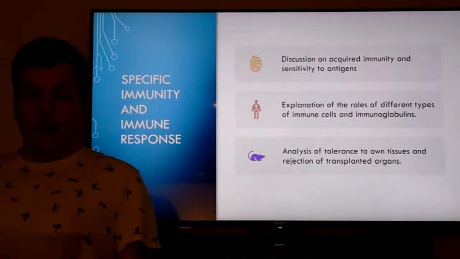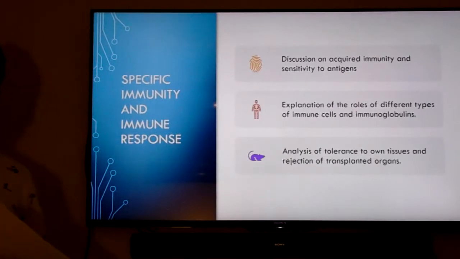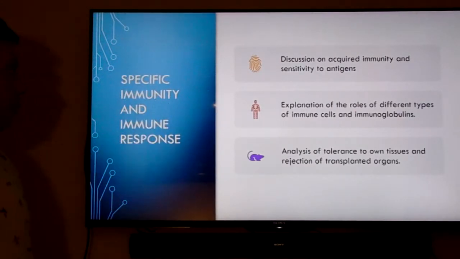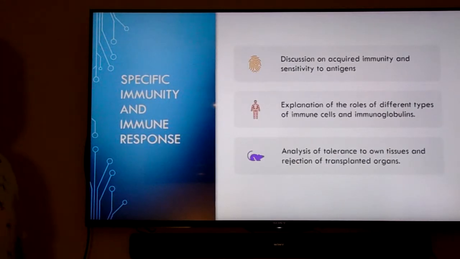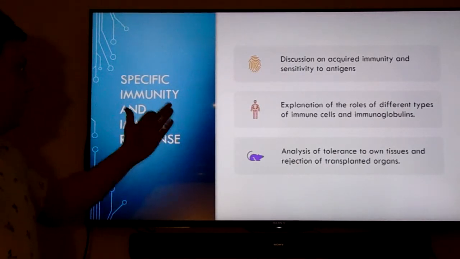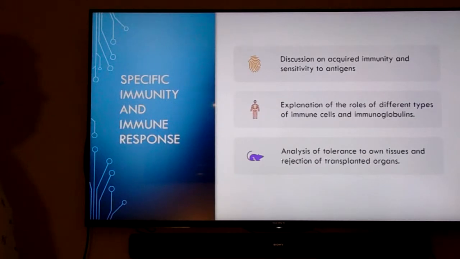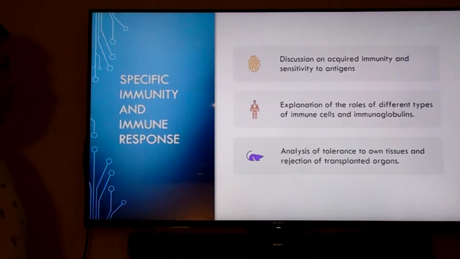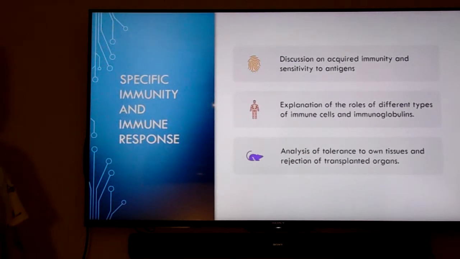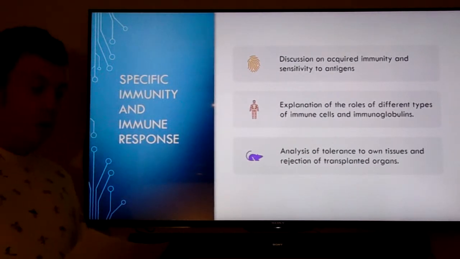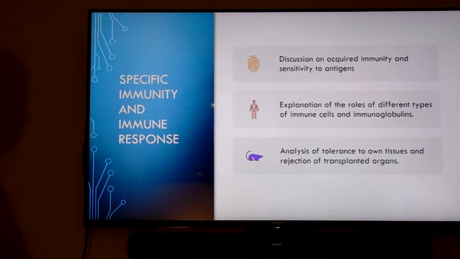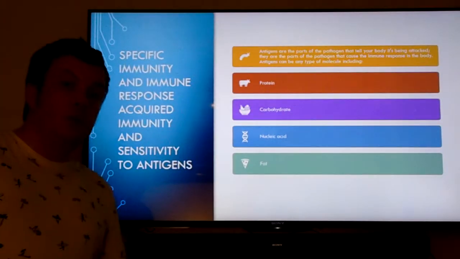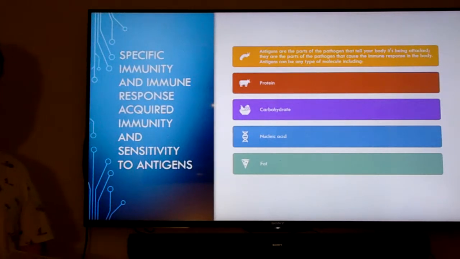This is where we can move now on to specific immunity and immune response. Again, we'll be discussing acquired immunity and sensitivity to antigens, explanation of the roles of different types of immune cells and immunoglobulins, analysis of tolerance to own tissues and the rejection of transplanted organs. So, talk about acquired immunity and sensitivity to antigens.